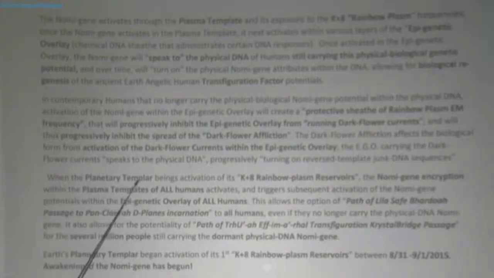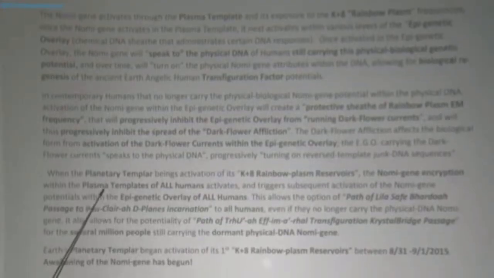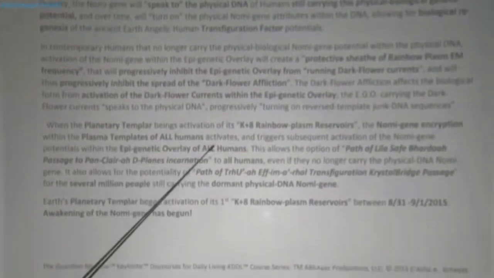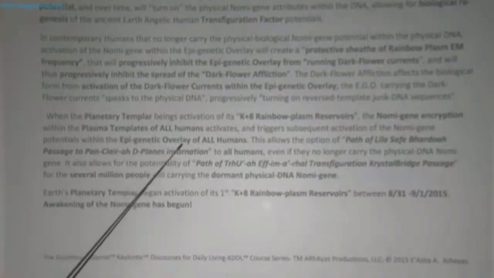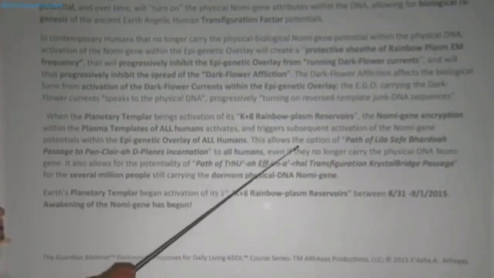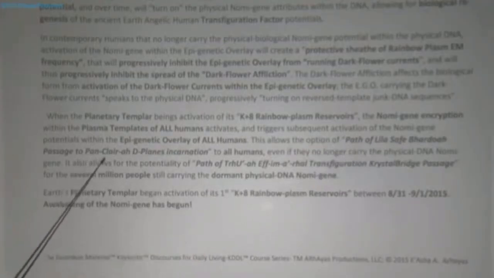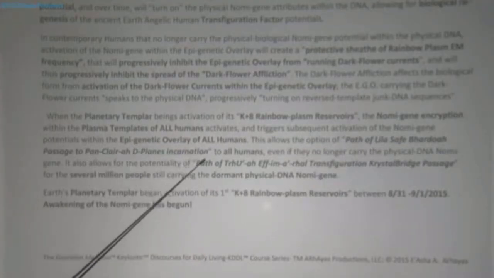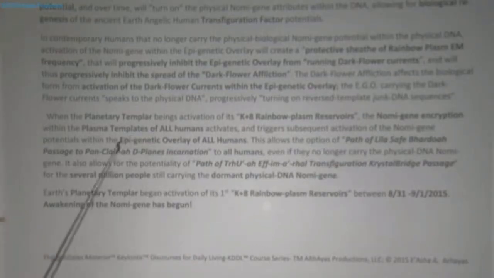When the planetary Templar begins activation of its K+8 rainbow plasm reservoirs, the NOMI gene encryption within the plasma templates of all humans activates and triggers subsequent activation of the NOMI gene potentials within the epigenetic overlay of all humans. This allows the option of Path of Lila safe Bardo passage to Panclara D-planes incarnation to all humans, even if they no longer carry the physical DNA NOMI gene.